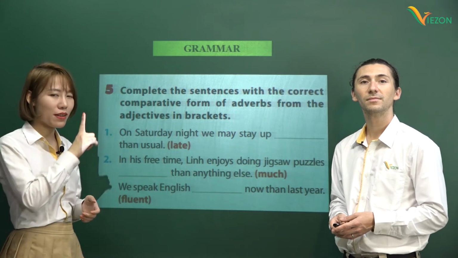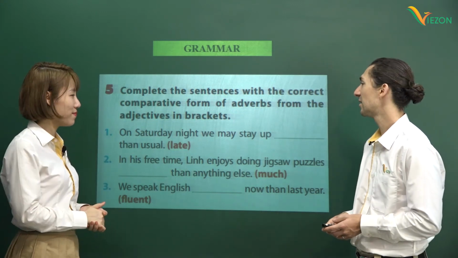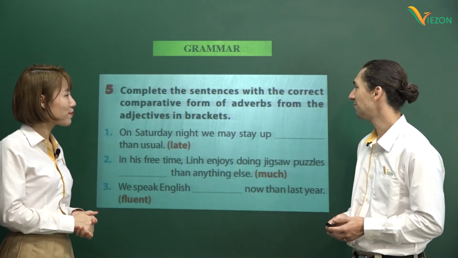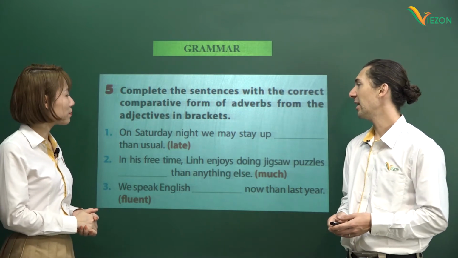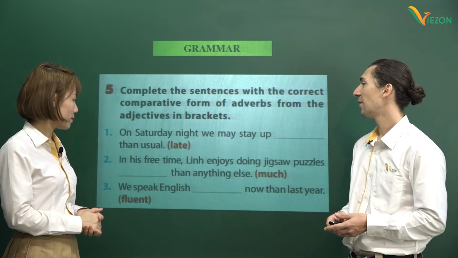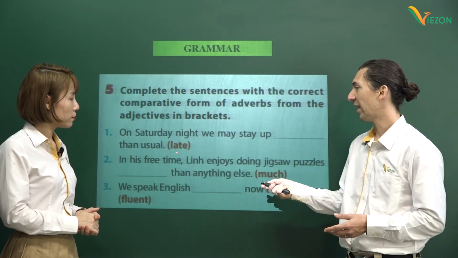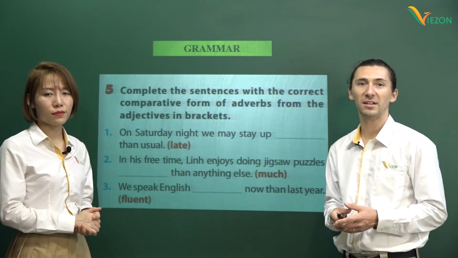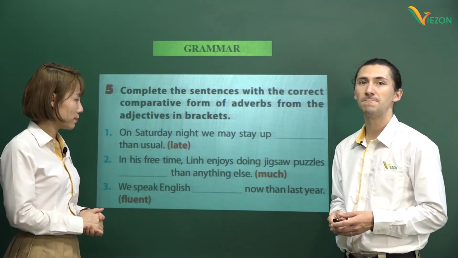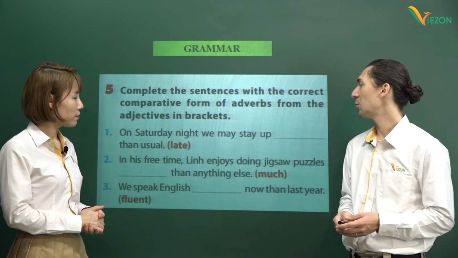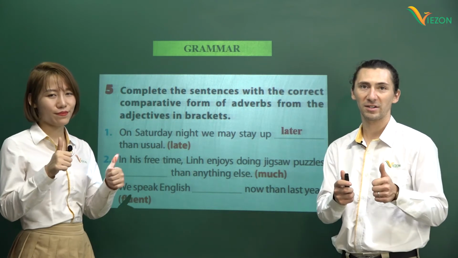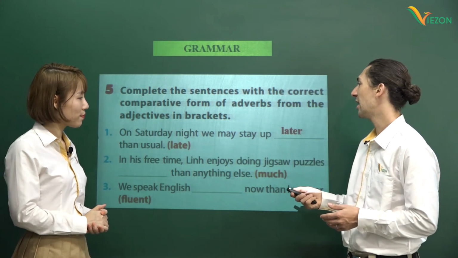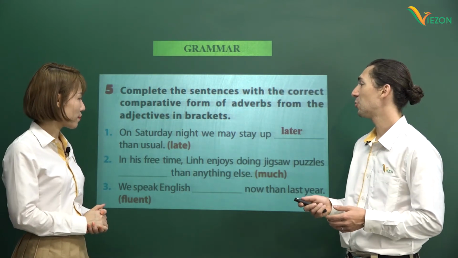All right, number 1 says, on Saturday night, we may stay up than usual. And the word in the brackets we have is late. So how can we use the correct form of late as a comparative? If you said later, you are correct. So this one's a regular short form. So we can say, on Saturday night, we may stay up later than usual.